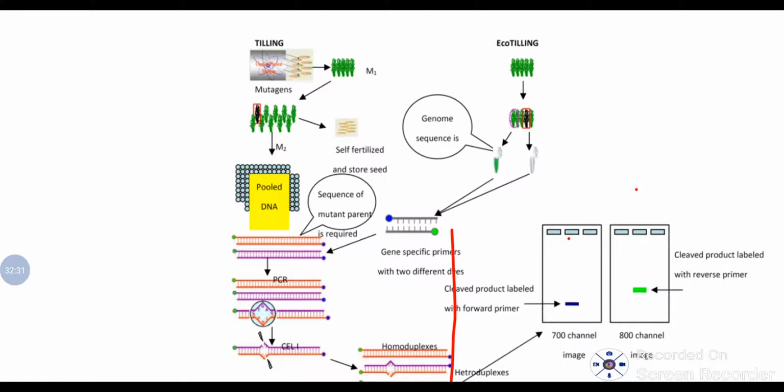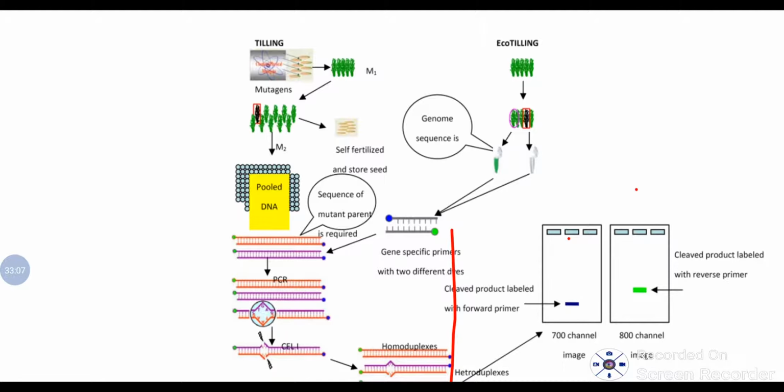Then you design the forward and reverse primers and go for PCR. Identify the homoduplex or heteroduplex. Then use CEL I for digesting the heteroduplex. Run it on a gel slab or gel electrophoresis. Then sequence it and identify the mutagenized population, or at which site the particular mutation is. Just identify whether mutations are present in that particular population or not.